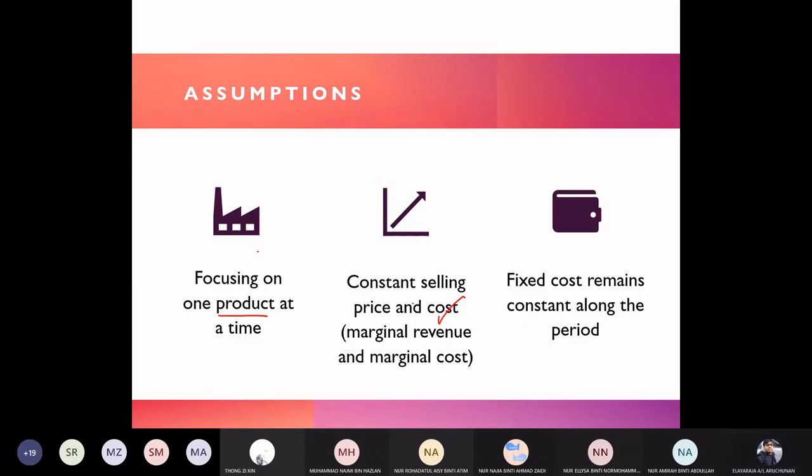Next, the fixed cost remains constant over a long period. So you cannot change the fixed cost over the period. It has to be constant. So if the price is 100, even after you sell 200 or 10,000 of your product, it still remains the same price, which is $100 or 100 ringgit. The fixed cost must also remain the same. So all these assumptions you must carry out in order to do your proper break-even analysis.